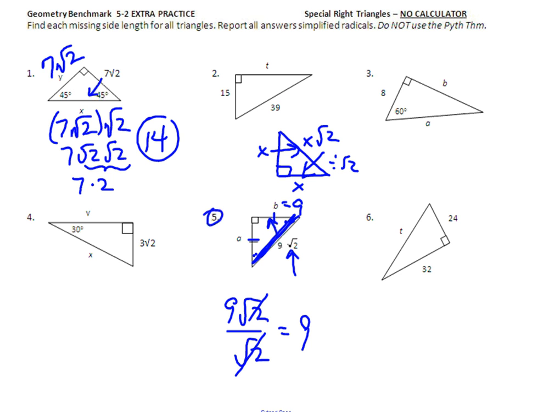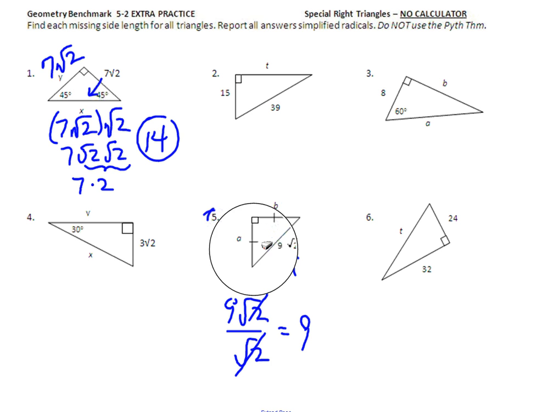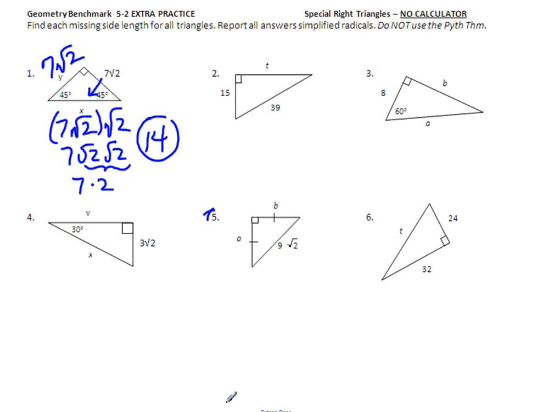I'm sure we'll be rationalizing in a couple of these other problems pretty soon here. So that's the answer there, 9. So both of these are 9. And that's all of them. So we'll just go to the 30, 60, 90 triangles.